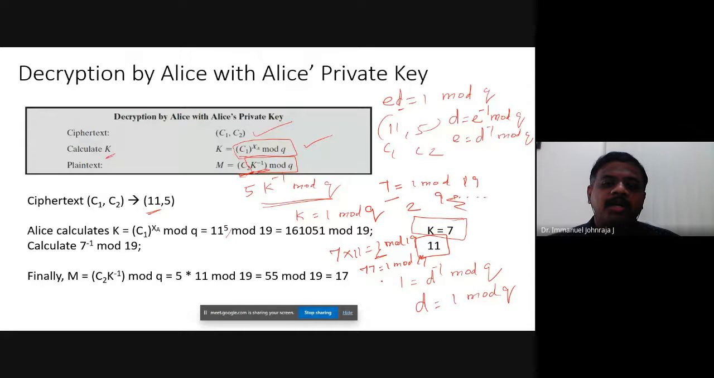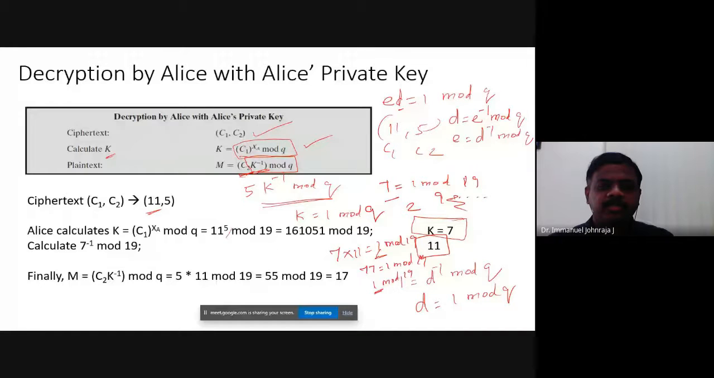77 mod 19, you will have, yes, 77 mod 19: 19 plus 19 is 38, plus 38 is 76. So you will have 1 mod 19. Okay, so if you take 77 mod 19, you will have the value as 1. So this is called the multiplication.